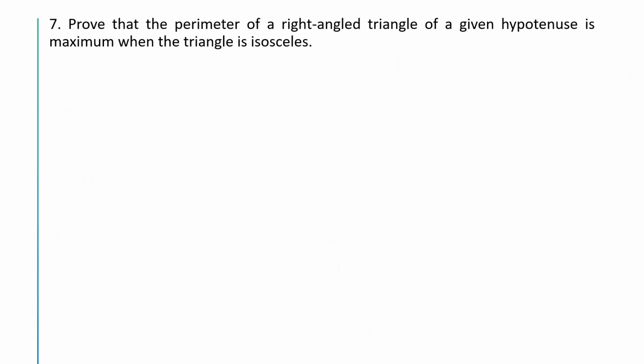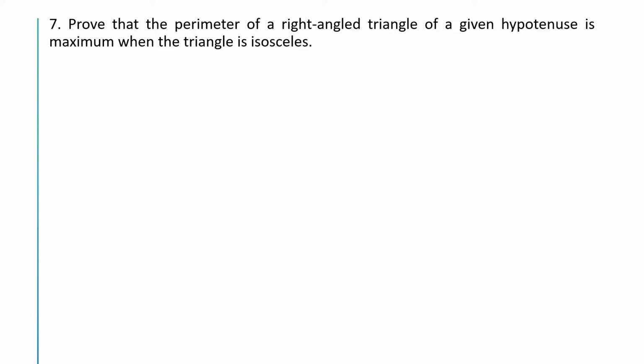Next question. Prove that the perimeter of a right angle triangle of a given hypotenuse is maximum when the triangle is isosceles. So this is something little different. Here we have to prove that the perimeter of a right angle triangle of a given hypotenuse. So of all the right angle triangles where the hypotenuse is constant, we have to show that the perimeter is maximum when the triangle is isosceles. Isosceles means the two sides of a triangle are equal.